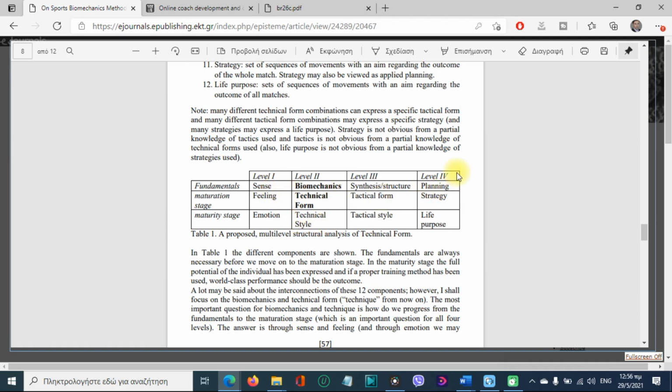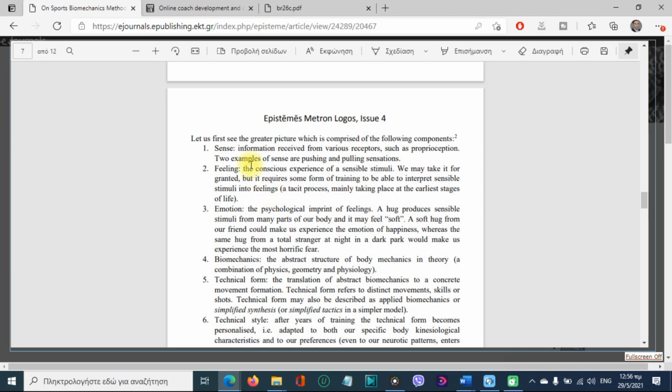So these 4 different levels, you can say that each level has a triad. The first level has sense, feeling, and emotion, and we start with the fundamentals. In the first level, it's sense. What is sense? Information received from various receptors, such as proprioception. Two examples of senses are pushing and pulling sensations, or hot and cold.